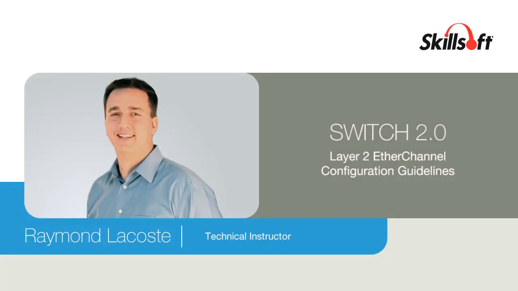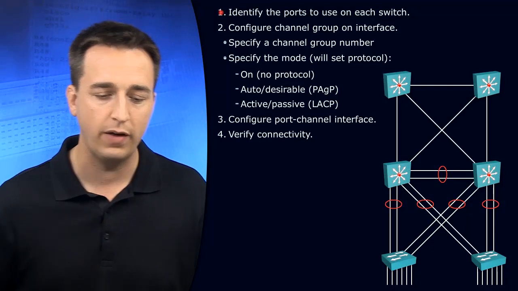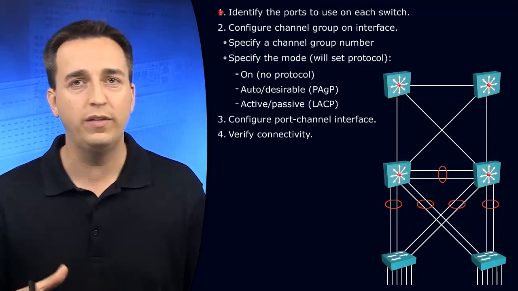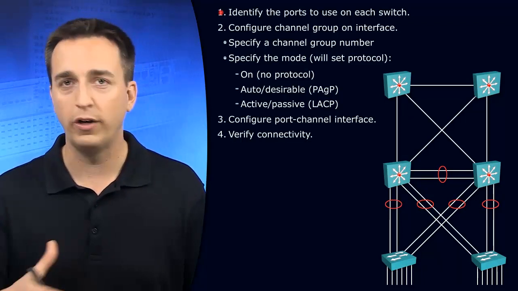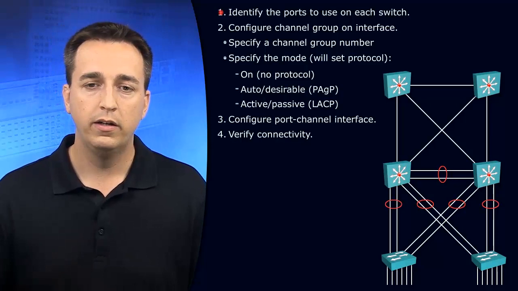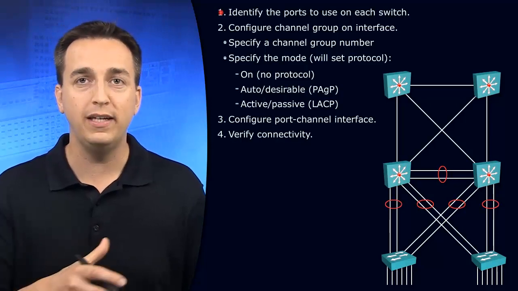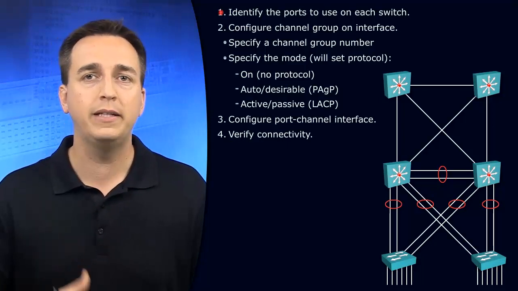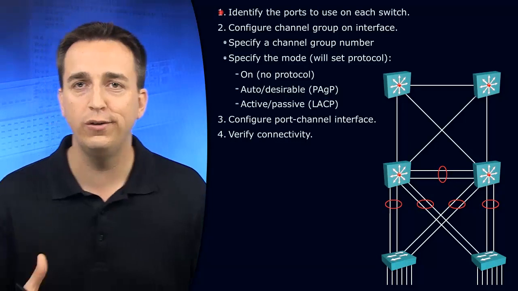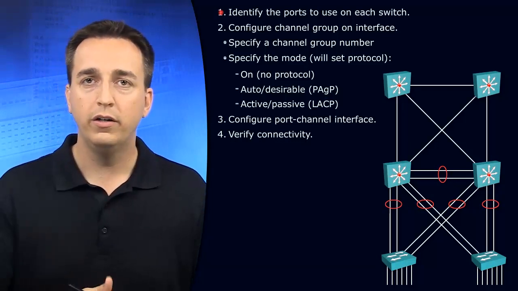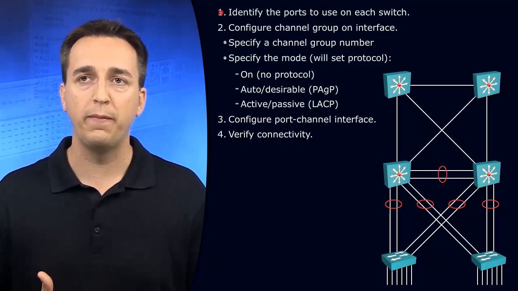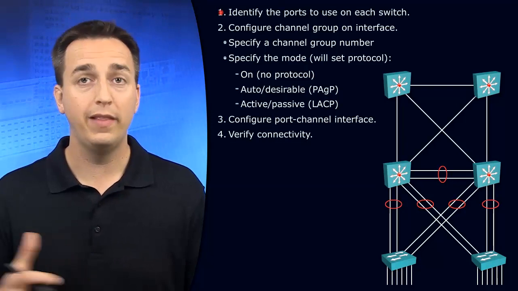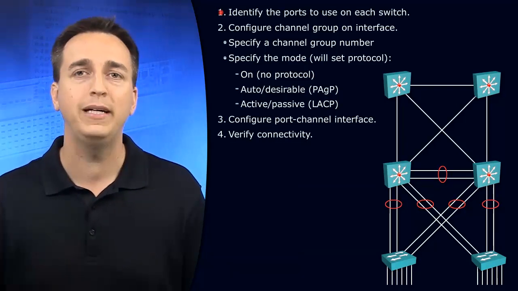The very first step when creating an EtherChannel bundle is to identify the ports that will be utilized on the switch. All of the Ethernet ports on our switches support EtherChannel. And it is important to realize that the interfaces you utilize do not have to be contiguous. So you don't have to use gig 0/1 and gig 0/2 and gig 0/3 and gig 0/4 to form a 4-port EtherChannel. You could use gig 0/1, gig 0/5, gig 0/7, gig 0/9 if you wanted to, and that would be perfectly acceptable. So they do not have to be contiguous ports.